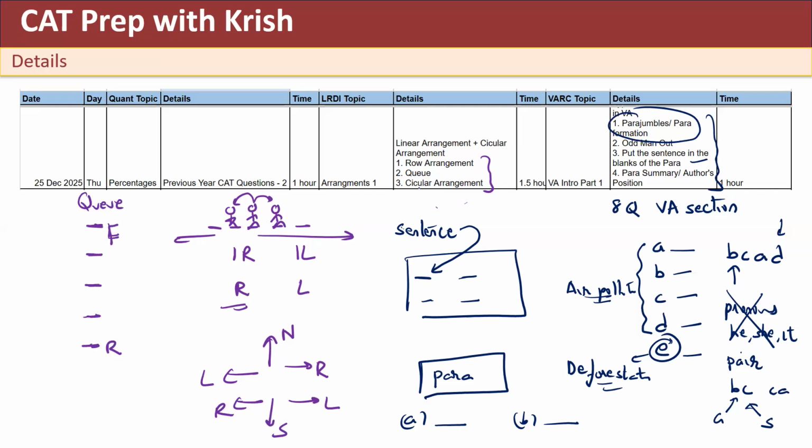Okay. Next, coming to circular arrangement, when the people are sitting at a circular table, they may face each other, or they may face towards the table, or they may face opposite to the table. That's very important to understand. Or it may happen that a few of them are facing towards the table and a few of them are facing opposite to the table. Okay.